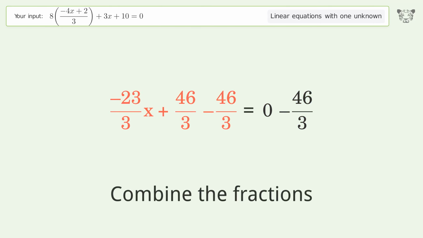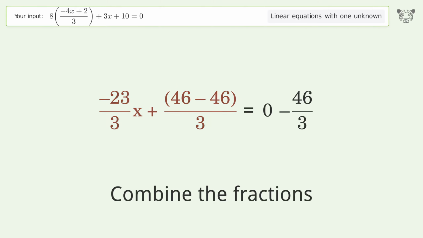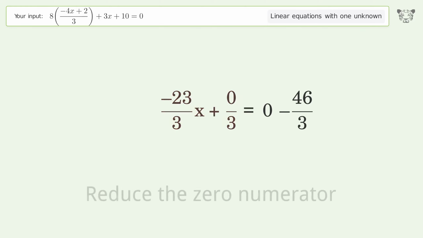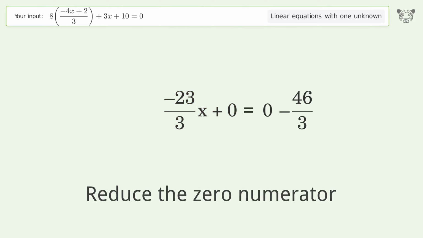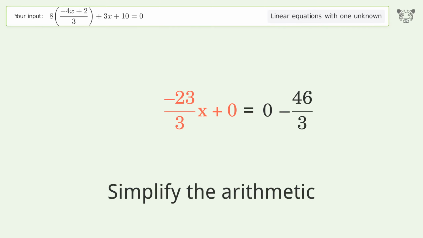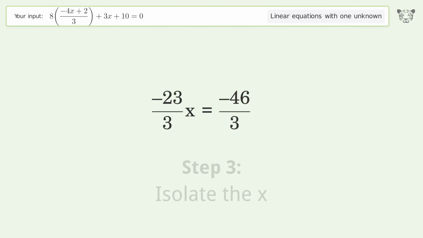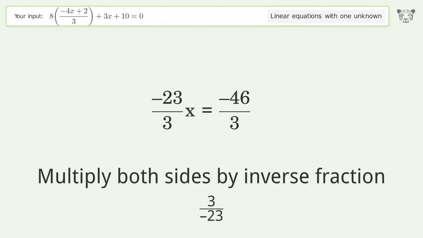Combine the fractions. Combine the numerators. Reduce the zero numerator. Simplify the arithmetic. Isolate the x. Multiply both sides by inverse fraction 3/-23.